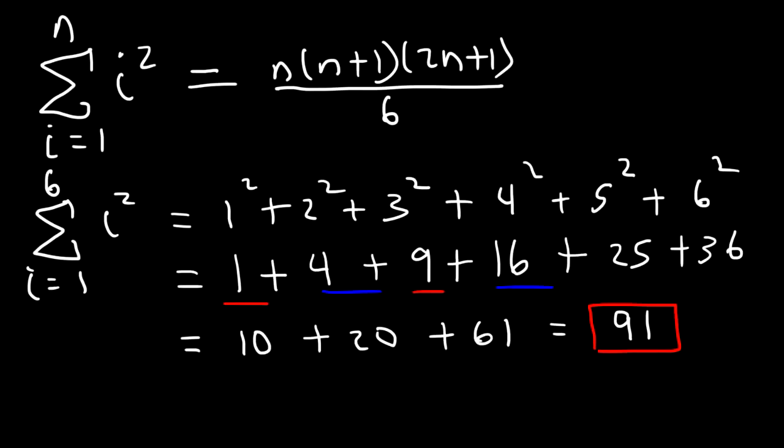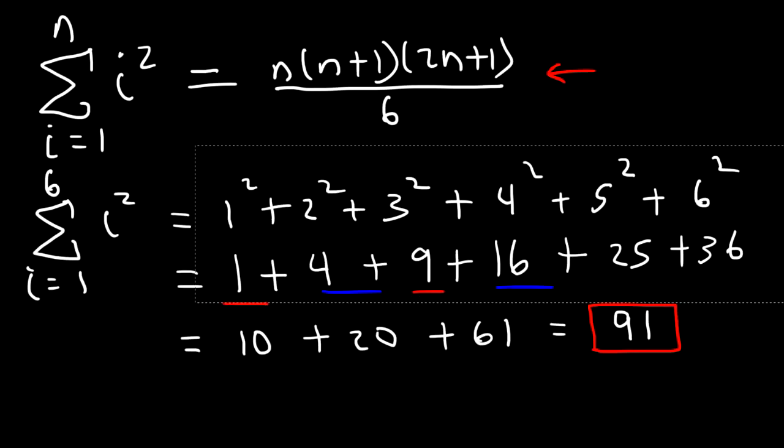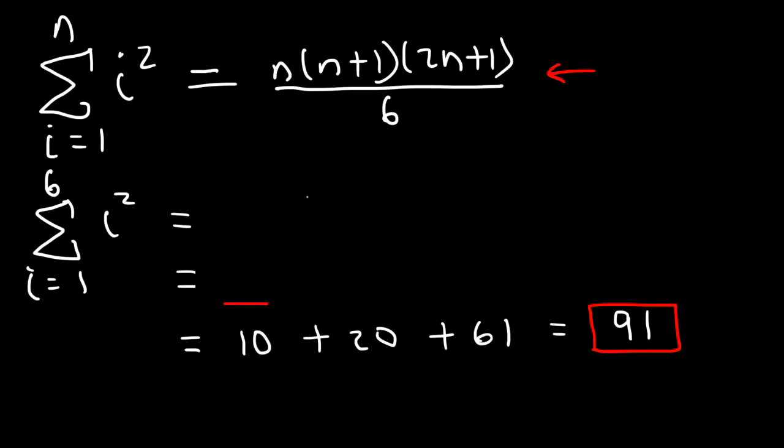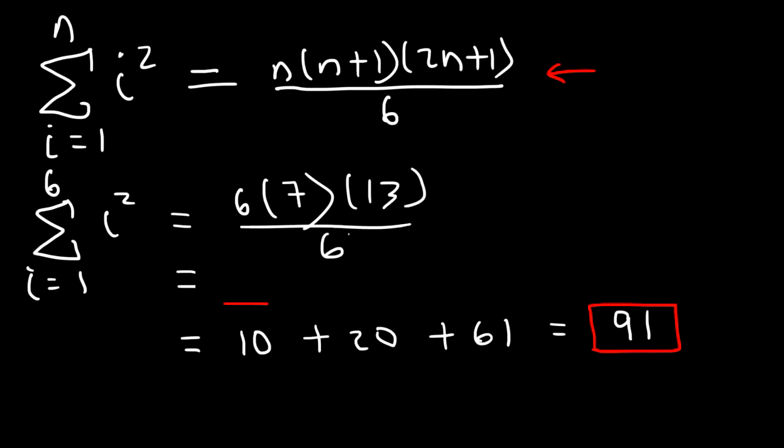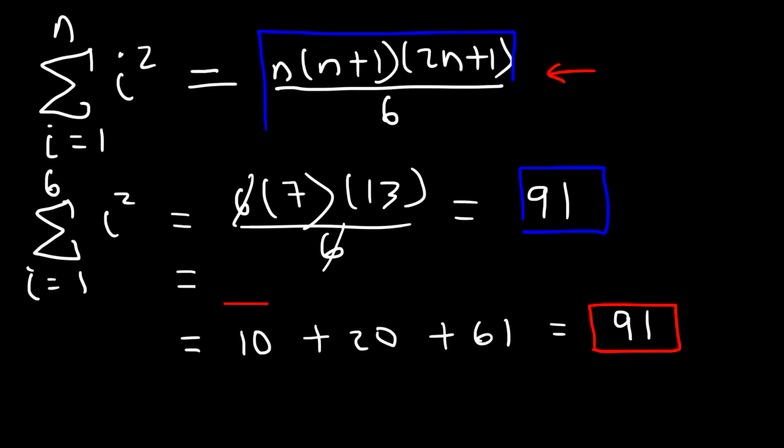Now, let's get the same answer using that formula. So let's erase this. So n is 6, n plus 1, that's going to be 7, and then 2n plus 1, 2 times 6 is 12, plus 1, that's 13, divided by 6. So we could cancel 6, and then 7 times 13. 7 times 10 is 70, 7 times 3 is 21, 70 and 21 gives us 91. So this example confirms this formula.